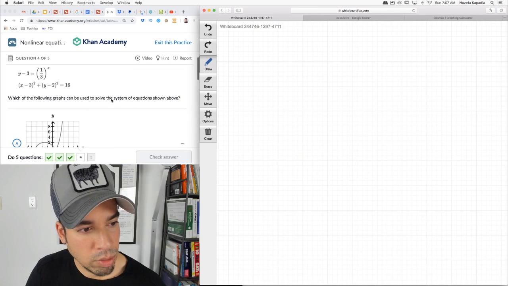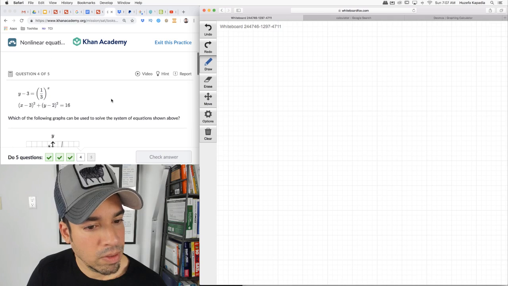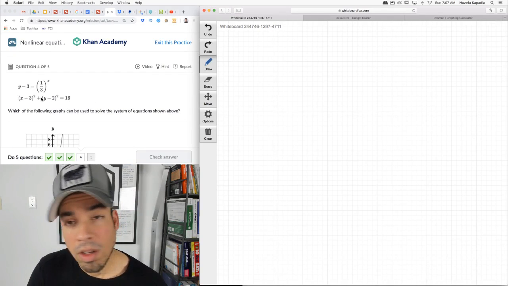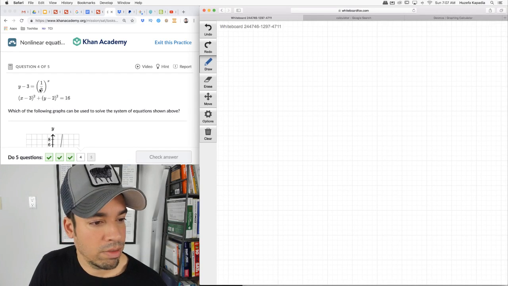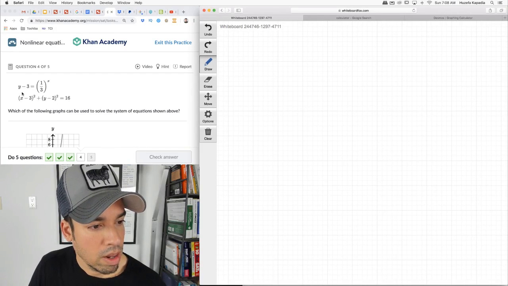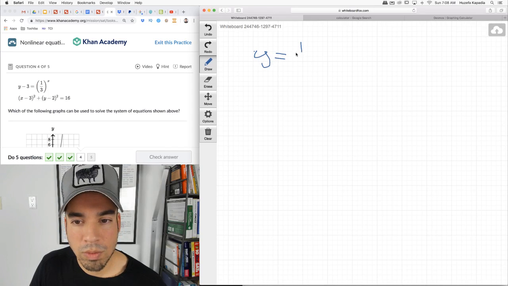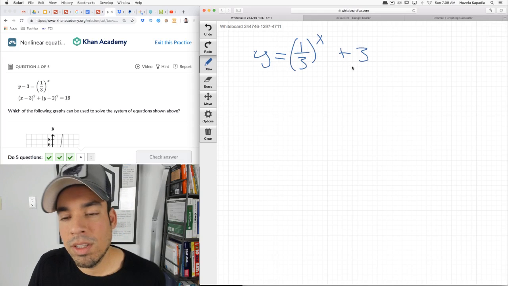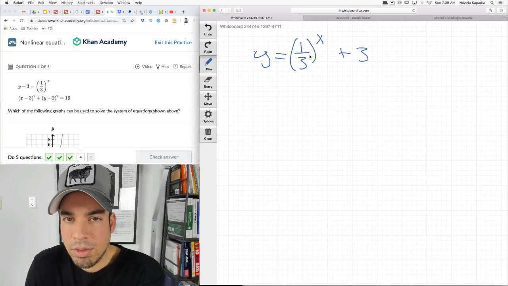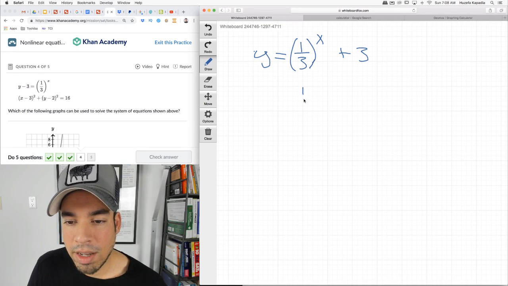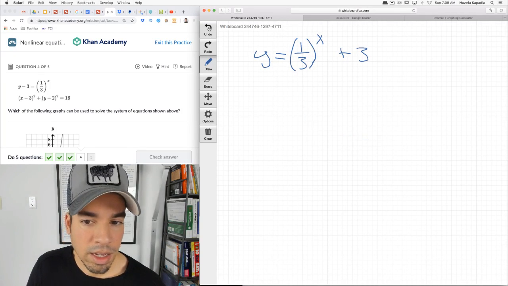y minus 3 equals (1/3) to the x, and so on. Okay, so we need to solve the system of equations. Basically, they want to know which one has graphed it correctly. First of all, this is a circle, but let me isolate this one first. It's y equals (1/3) to the x plus 3. Now we have a fraction to a variable exponent, which means this is what's called a decay function.